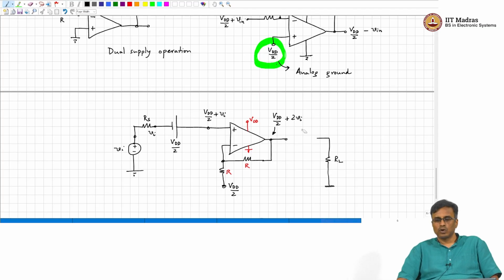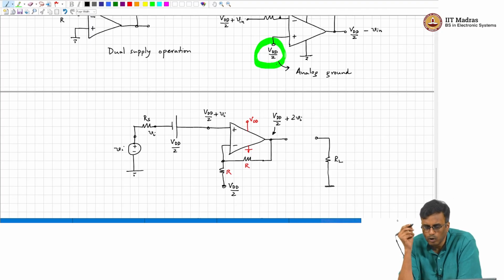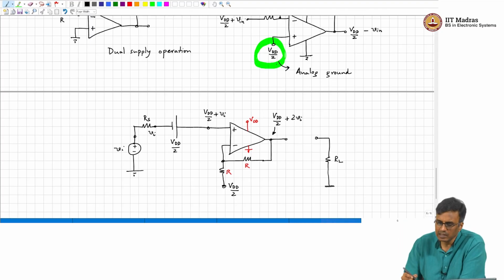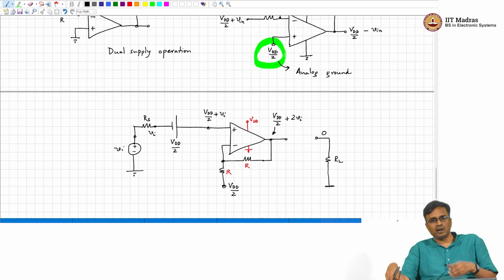So, therefore, if you want to make sure that no DC current flows through RL, what can we do? Now, why is there DC current flowing through RL? That is because this potential is 0. Assume Vi is 0. So, on the left side it is VDD by 2, on the right side it is 0. So, when you join the two, obviously DC current will flow from left to right. All right. So, in principle, if you want to prevent any current from flowing when you connect the load to the output of the amplifier, what should we do?